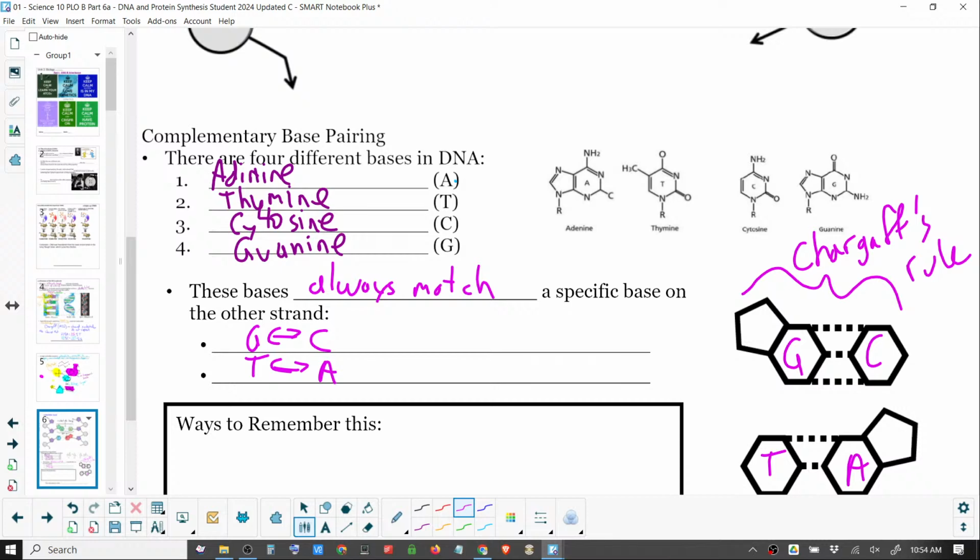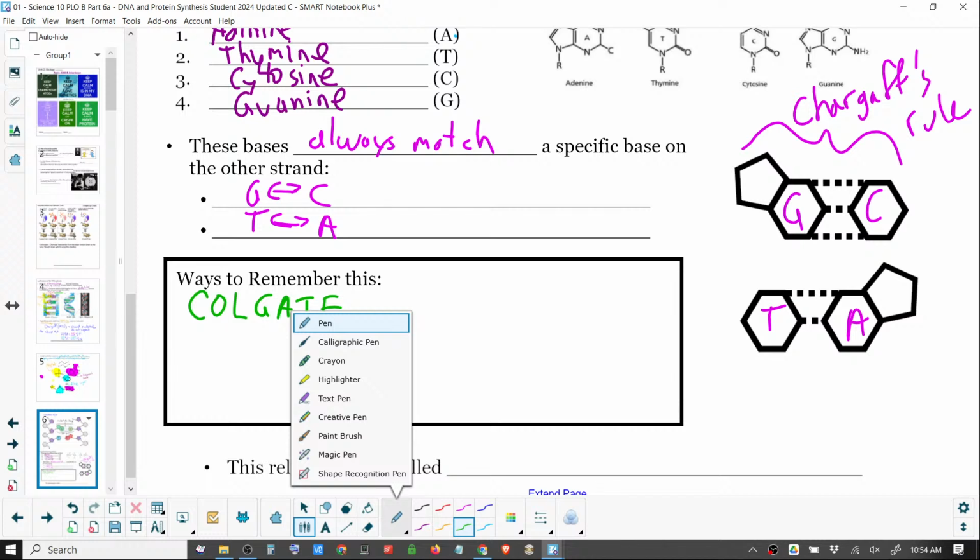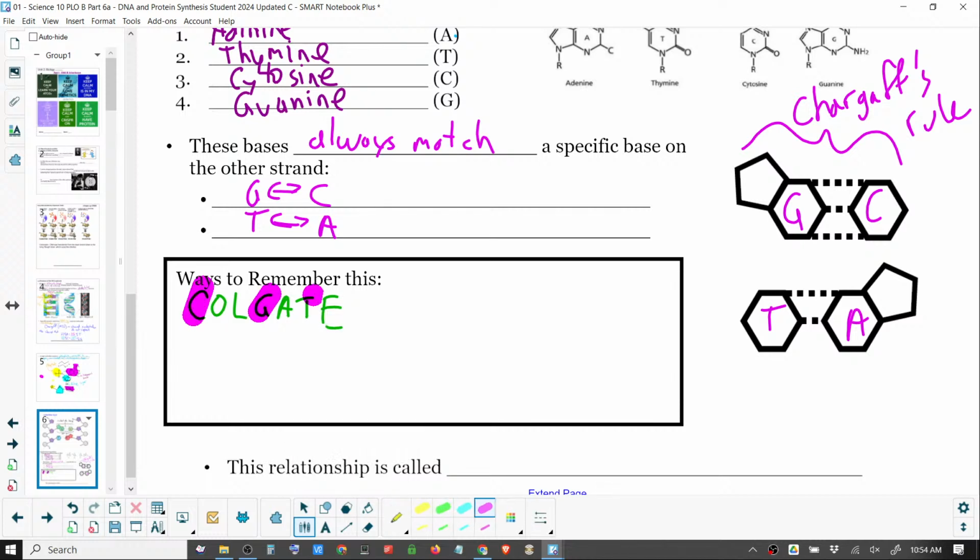Now, there's a variety of ways to remember this. The first two I'm going to tell you are the ones that students told me. The first way is Colgate. Students who use this, they C, then G, then T, and A, so they go in row. Sure, it's a bit corporate because you're using a product. Does anybody else have a different one?